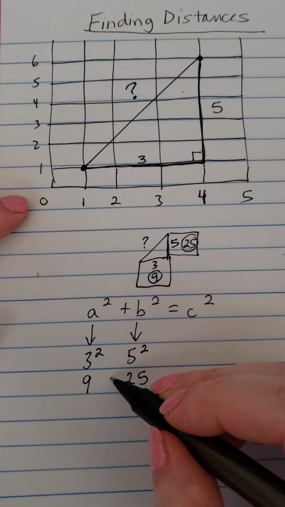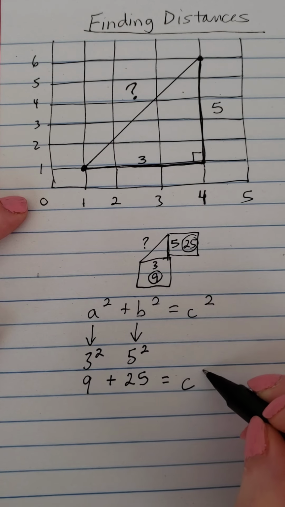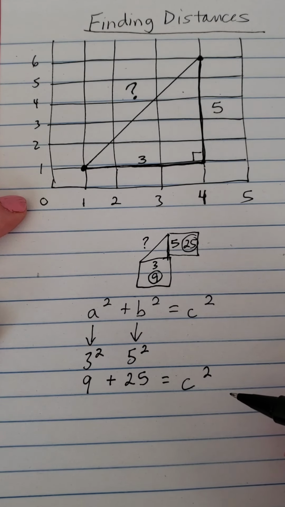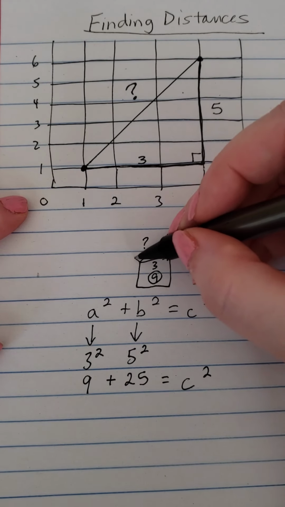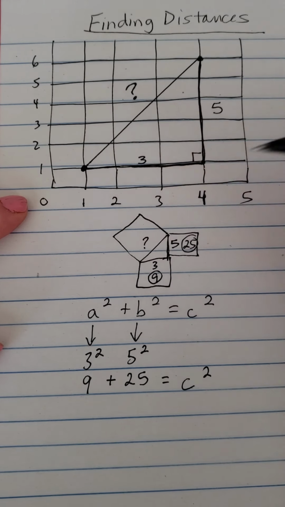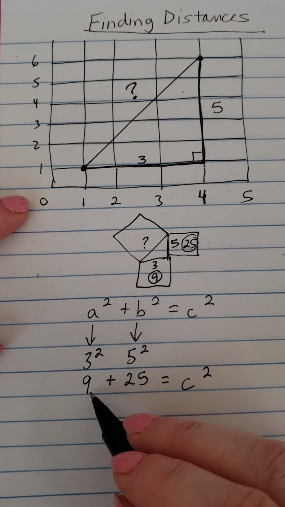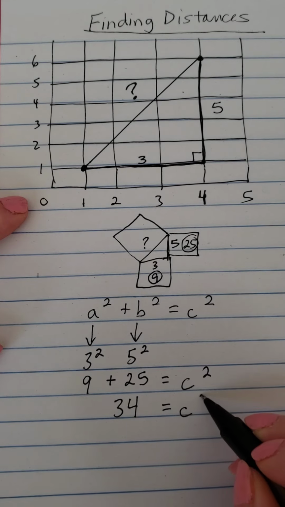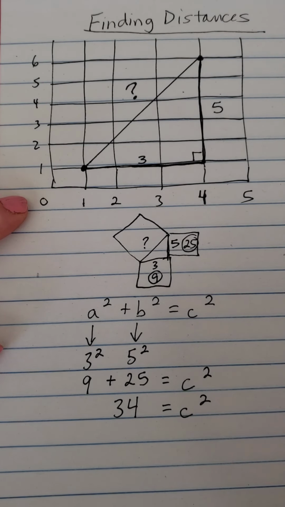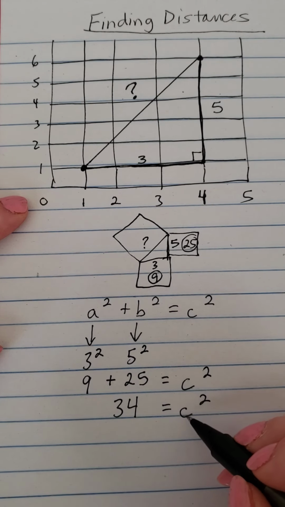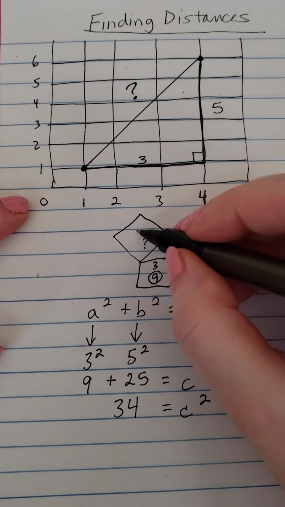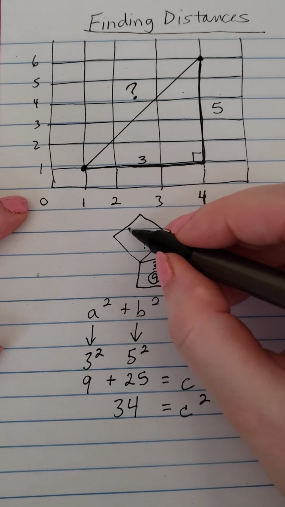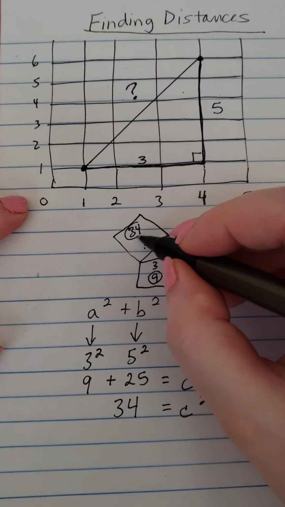Then we're going to add these up, and we get our c squared. I'm just going to put c squared here for right now because we don't know what that length is or that area of that square either. We know there's a square here. We don't know the area. We don't know the side length. But if we add these two together, we're going to get 34 equals c squared. And then, again, we can take the square root and figure out what c actually is. So the square here is 34.